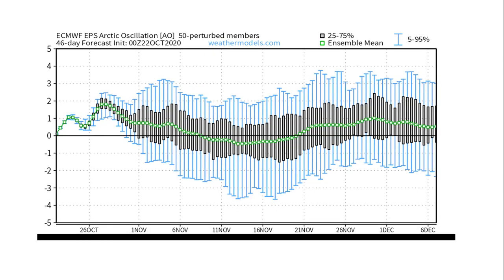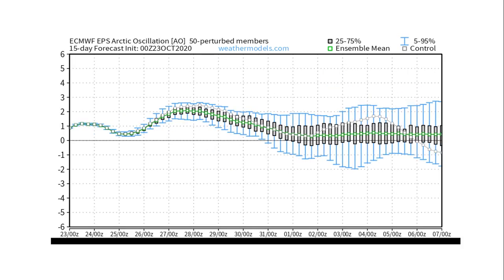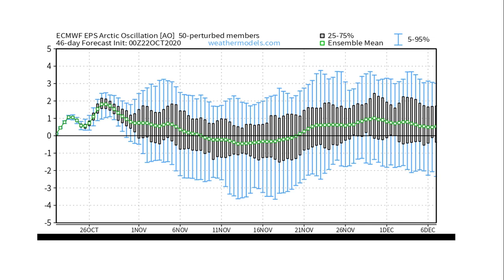The European EPS 46-day forecast. So that was the 15-day forecast. Now I move it out all the way to early December on the 46-day outlook forecast here, showing a positive AO as we go into the first week of November, dipping slightly negative around between the 11th and the 16th of November, and then again climbing above that zero line, positive AO as we head into the third week of November into early December.